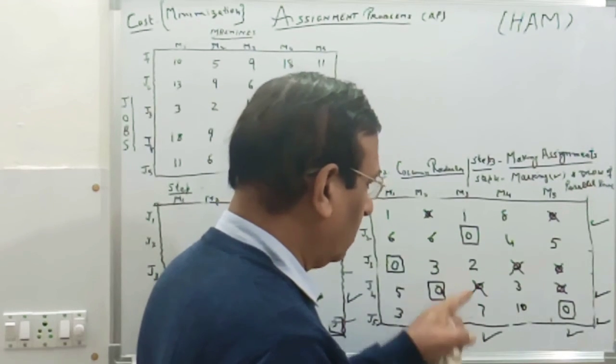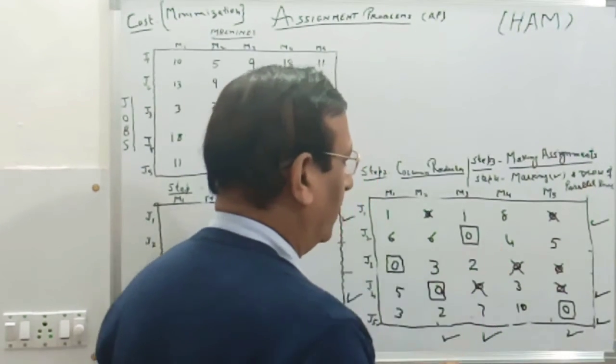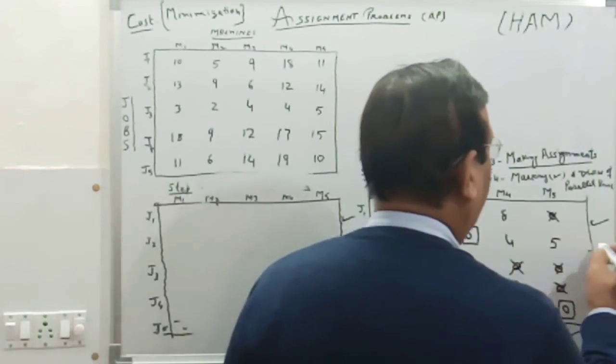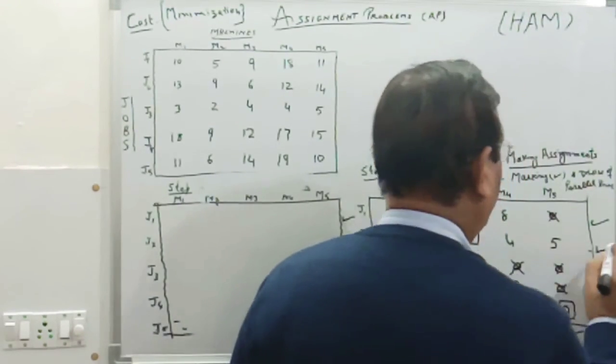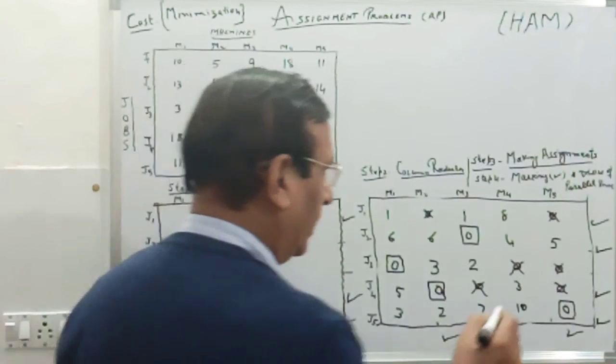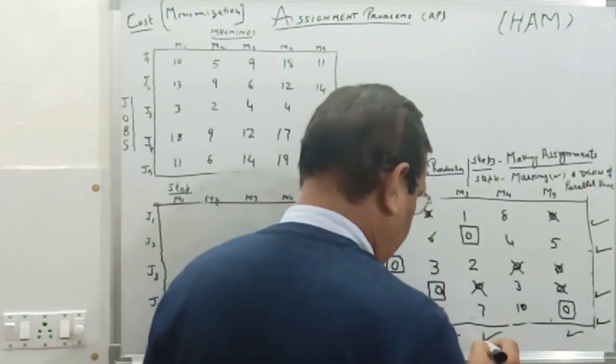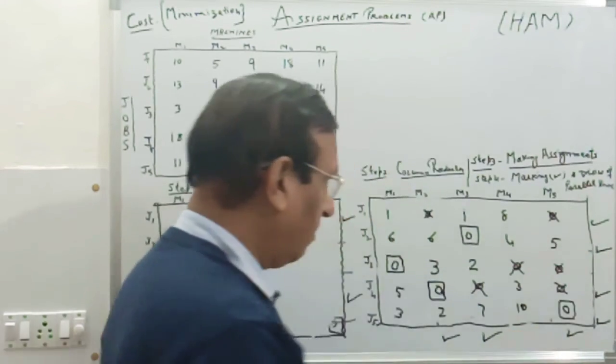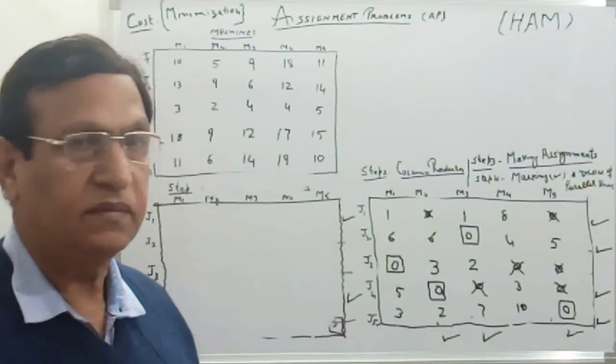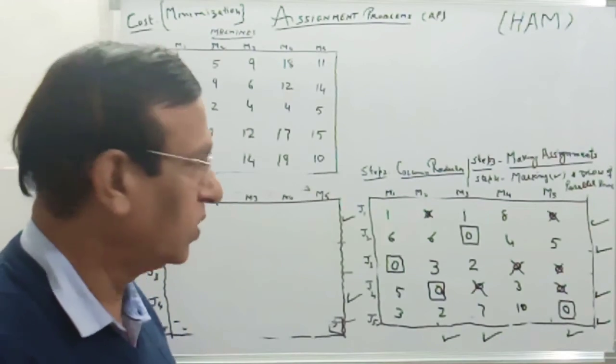You have marked this column, and you have to find the assignment and mark that row in front of that assignment. Again repeat, marking is here, find 0 here. No further marking is possible.